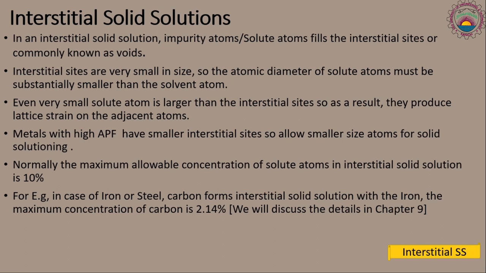Owing to this, normally the maximum allowable concentration of solute atoms in an interstitial solid solution is 10%. So you will rarely find any interstitial solid solution which has a concentration of foreign atoms greater than 10%. Like in the case of iron or steel, steel which is an alloy, an interstitial solid solution of carbon with the iron, the maximum concentration of carbon you will find is 2.14%. So you will see the details in chapter number 9.